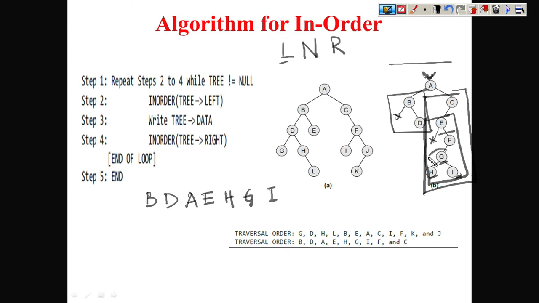So I have processed the left, then node, and then right, and then I. So the entire left has been processed. So you go to the root. So this is F, and now this entire tree has been processed. So you go to the root. This is C, and there is no right child, and now the entire tree has been processed. So you can see here, this is the final answer: B D A E H G I F C. This is what is given here.